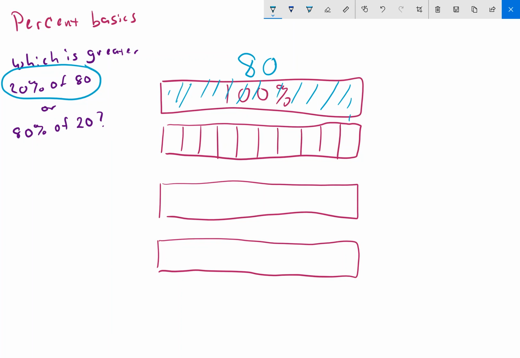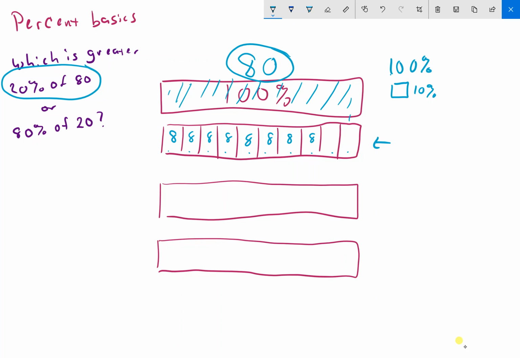Now, what I did down here is I broke up this bar into, let's say, 1, 2, 3, 4, 5, 6, 7, 8, 9, 10. 10 bars. Well, if I have 100%, and I'm going to break it into 10 bars, that means that each little bar is worth 10%. I also know that this whole thing is worth 80. Which means each little bar, if the whole thing is worth 80 and I have 10 little portions, each little piece has to be worth 8.